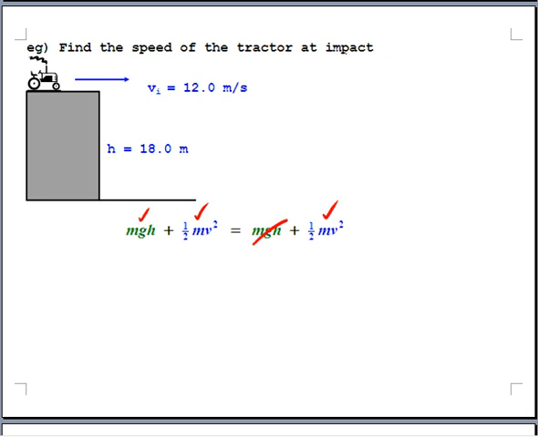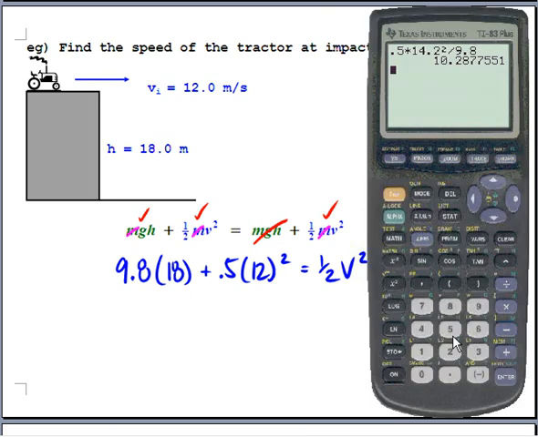Here we have to cancel masses. You'll notice that we're not even given the mass of the tractor. So let's take those out of there. And now we're left with something that I don't think is too bad at all. 9.8 times 18 plus 0.5 times 12 squared equals 1/2 times v squared. We're going to solve for that velocity at impact. So 9.8 times 18 plus 0.5 times 12 squared. Don't forget to square those v's.